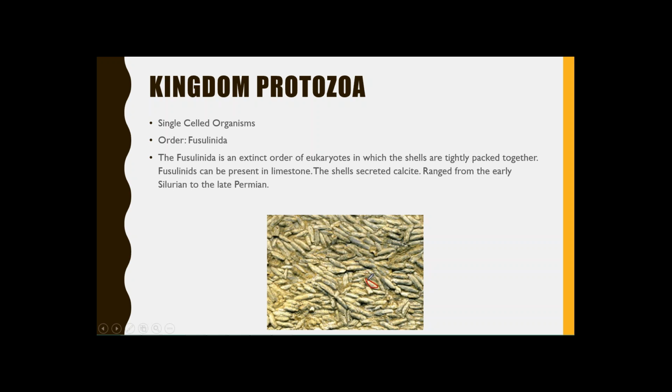So each of these is going to be one of the organisms, and they usually come in these tightly packed things that I believe look like rice. So it's kind of not that hard to identify, and their shells are actually secreting calcite, so they're actually fossilized in their own limestone. So they do secrete calcite, which you should know by now makes limestone rocks. Okay. So we also have the period from which they lived, which was from the Silurian to the late Permian.